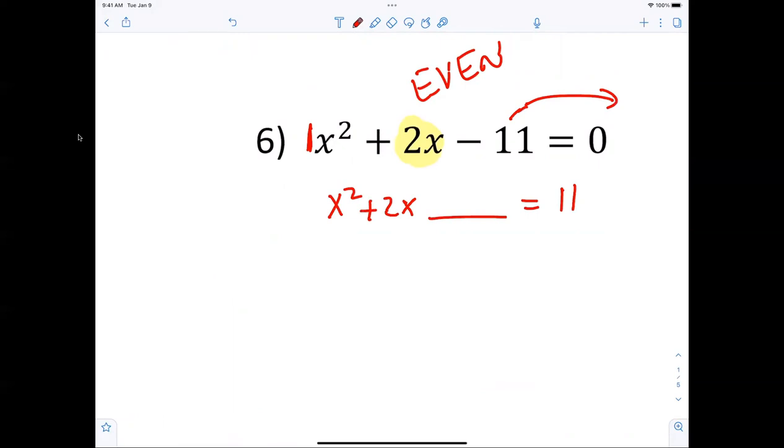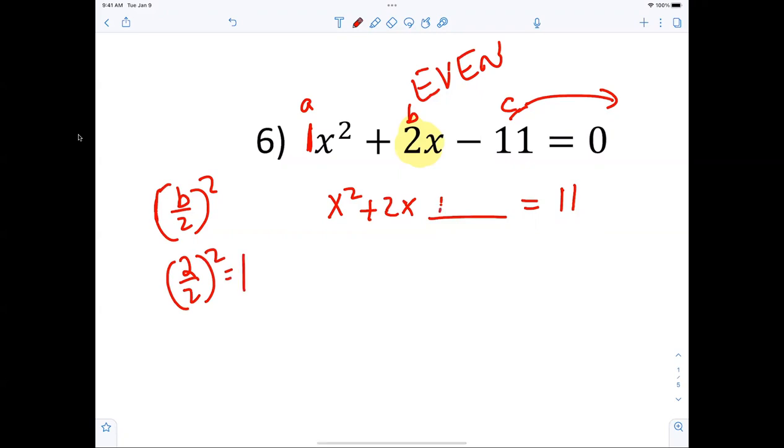Now, who remembers what the formula was for completing the square? It's like what? Half of b. And then what? And then squared. That's the formula for completing the square. Now, if you recall, this is A, this is B, and this is C. So we're taking half of what number? 2. And then we're squaring it. What's 2 divided by 2? 1 squared. 1. So we're adding 1.